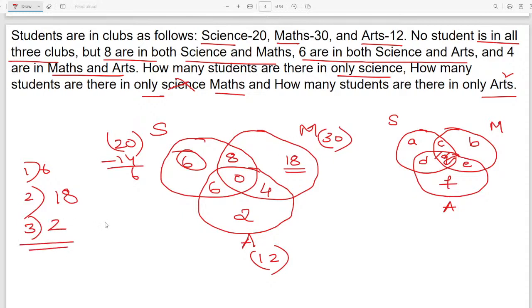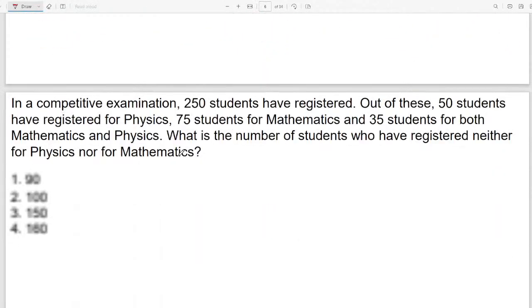So this is how we solve for sets where there are 3 variables. In this case, there are 3 subjects, or say 3 clubs: science, maths, and arts. This is one kind of question that UPSC normally asks. And we'll go to the second type where there are only 2 variables.